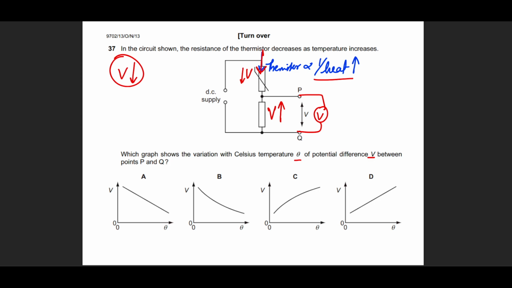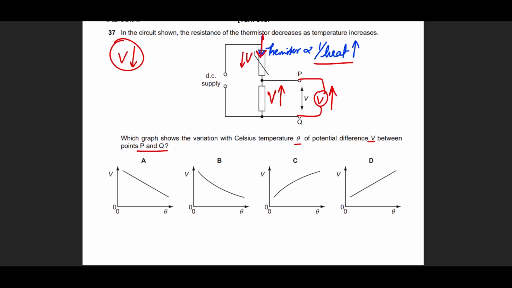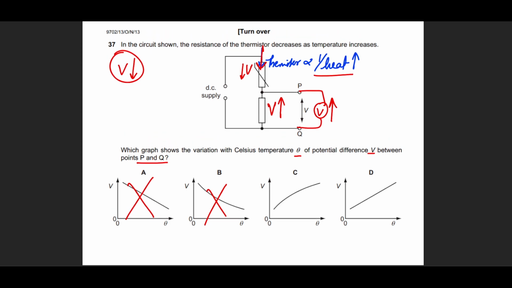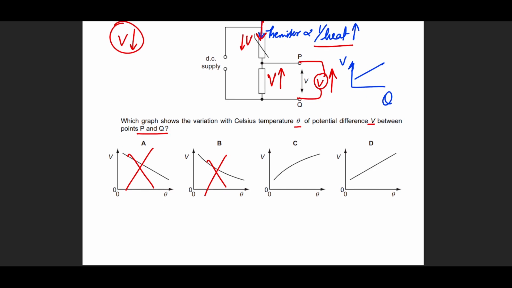P and Q, it will also show signs of increase. So based on that idea, options A and B are going to get cancelled because I cannot go along with a decreasing trend. So I understand that this is going to be a trend in which theta, heat, and voltage are actually going to be increasing, or something like this. But now I have to make a choice between a curved graph and, you can say, a straight line.